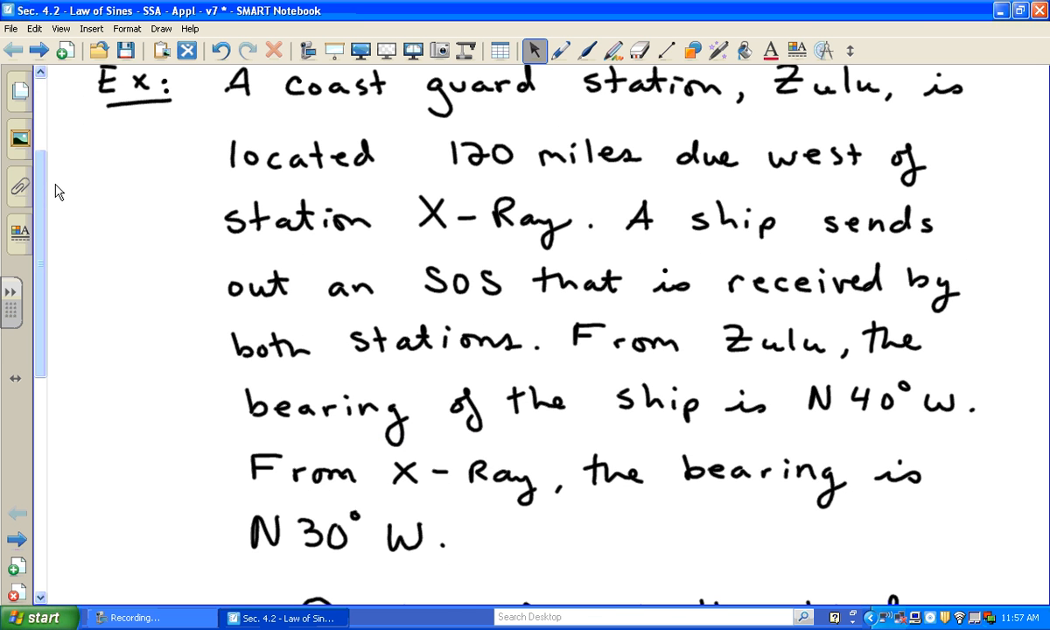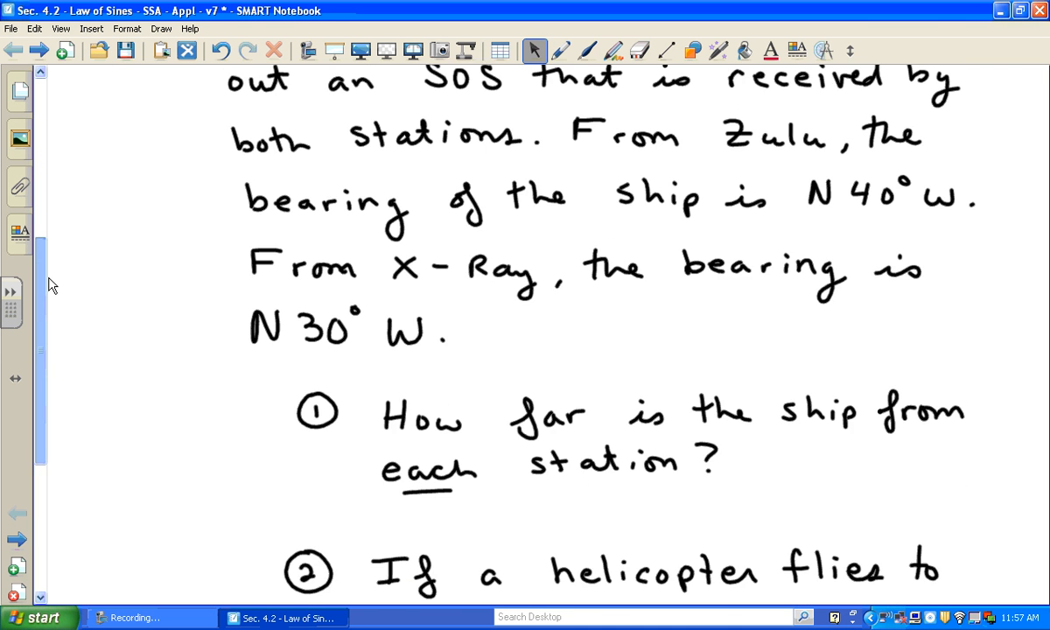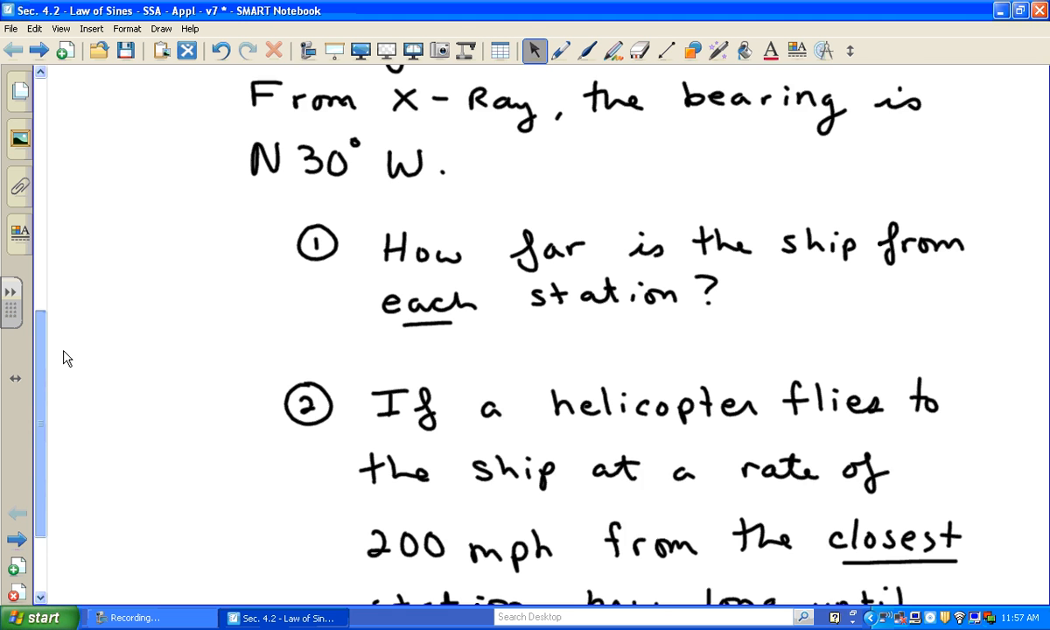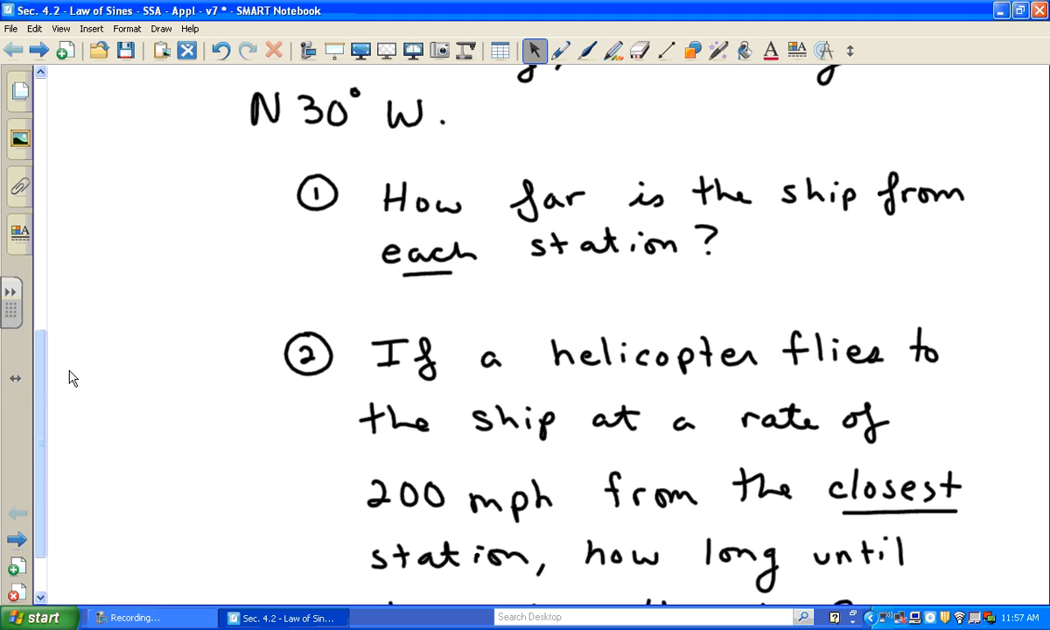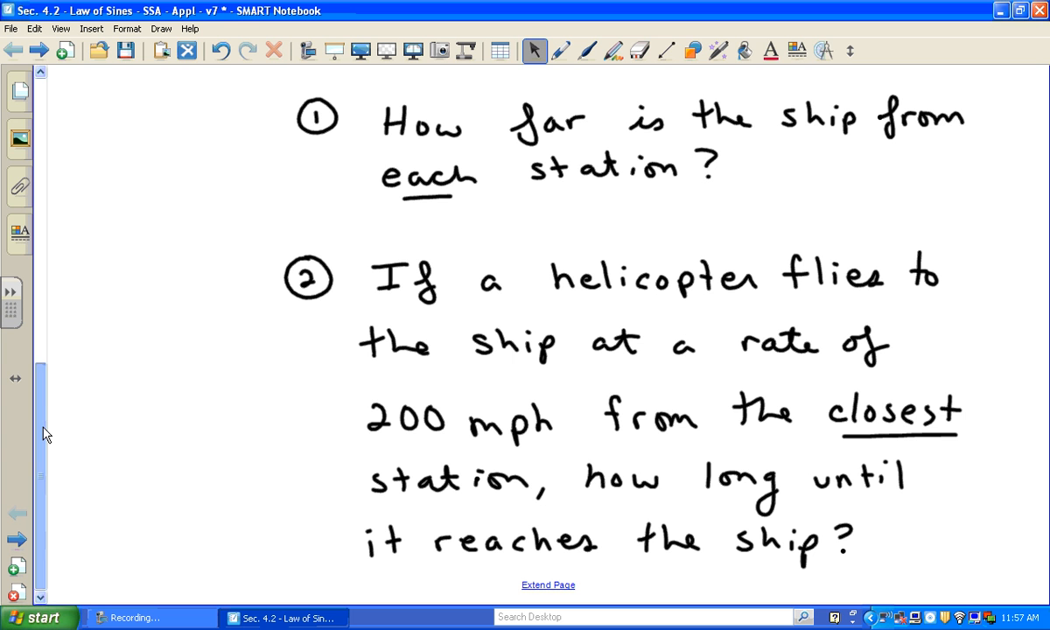From Zulu, the bearing of the ship is north 40 degrees west. From X-ray, the bearing is north 30 degrees west. Two questions. Number one, how far is the ship from each station? And number two, if a helicopter flies to the ship at a rate of 200 miles per hour from the closest station, how long until it reaches the ship?